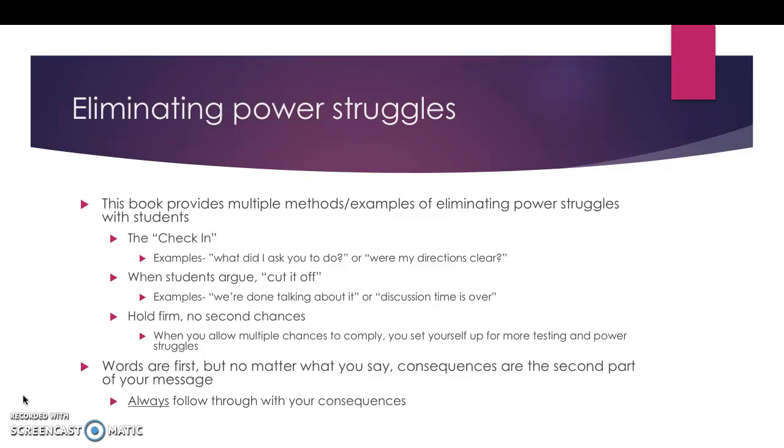So the book says that when you allow multiple chances for a student to comply with your very clear directions, you're setting yourself up for them to test you even more because they know the first time they don't do something, nothing's going to happen. They're just going to get a warning. So second chances are a big no-no, especially from these authors.